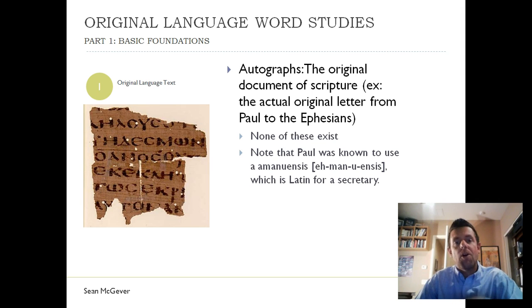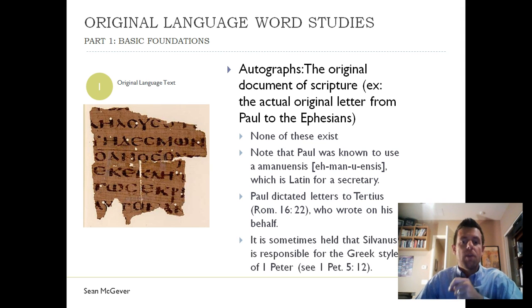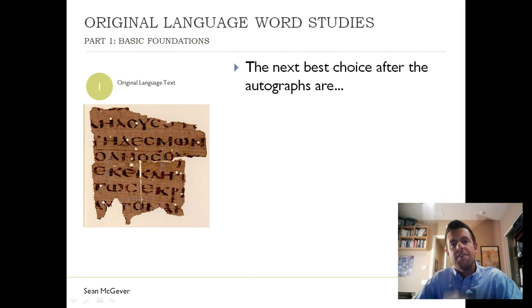And in fact, it might be that Paul wasn't the one that wrote it down. We know from different places in Scripture and Romans that Paul used a secretary, or that Peter also used perhaps someone to write this down for them. But we don't have those. And so what we do have is the next best choice after that, which are copies and copies and copies. We have lots of copies throughout history, and those are called manuscripts.